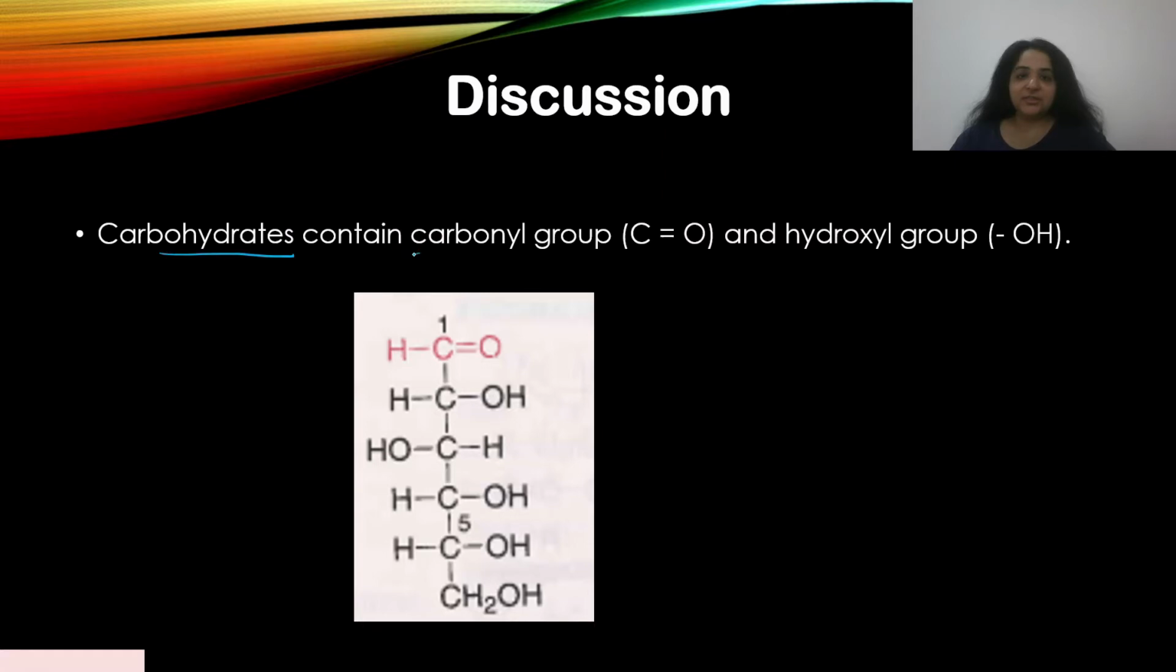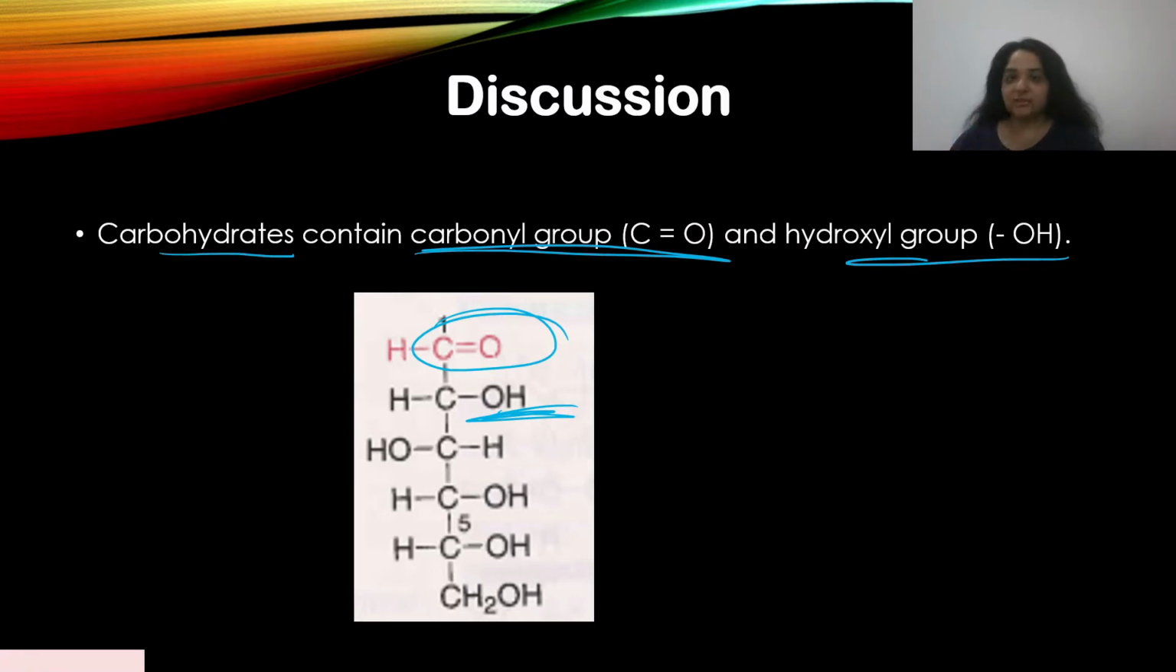Carbohydrates contain a carbonyl group, that's the C double bond O group, and a hydroxyl group. You can see the OH group over here. So these are two functional groups that are very distinct for carbohydrates, and it is easy to identify a carbohydrate. So remember, it's a carbonyl group and a hydroxyl group, not methyl or phosphate or any of the other groups mentioned in the options.